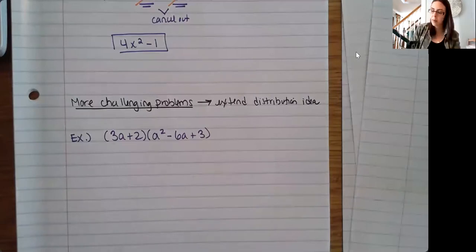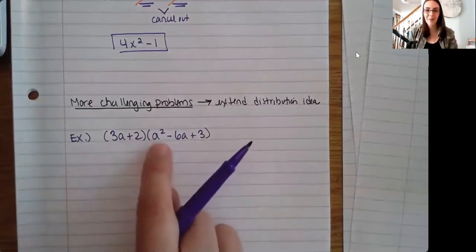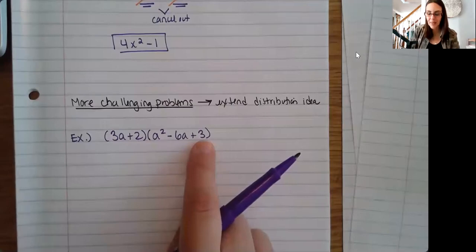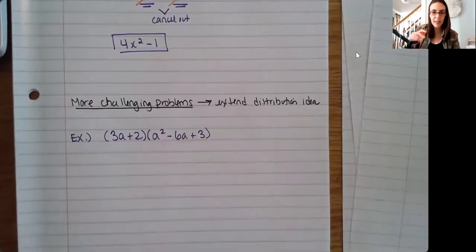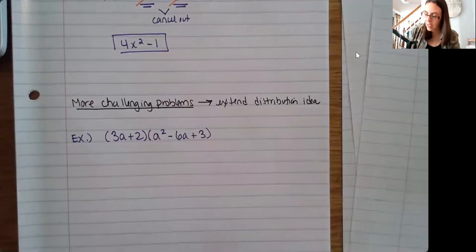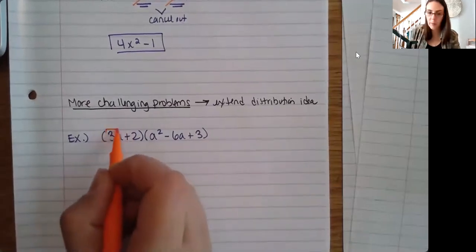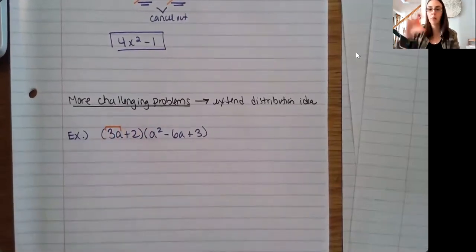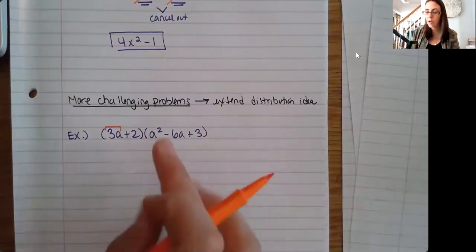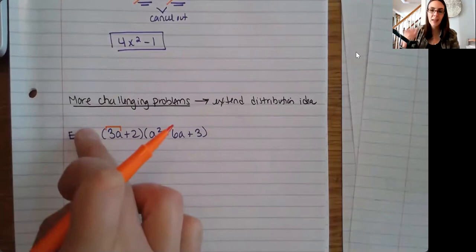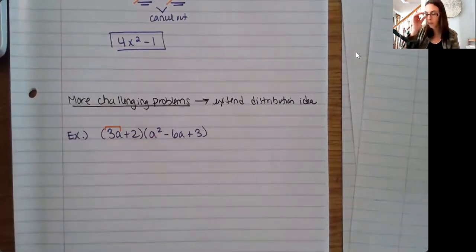So notice here I have a binomial and a trinomial. I haven't done anything like this before. But what we're going to do is the same idea of distributing through. We always take each term in the first polynomial and bring it to the second. You can go the other way, so it's not wrong if you want to go that way, but it just tends to be a little bit more confusing for people. So we're going to stick with that left to right idea.